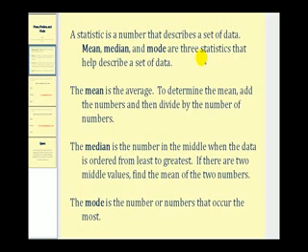The mean is the average, which we're probably most familiar with. So to determine the mean, we just add all of the numbers and then divide by the number of numbers.